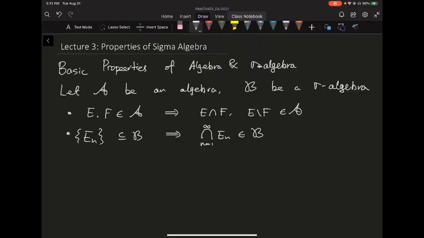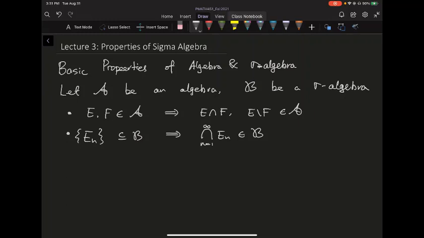So last lecture, we defined the notion of an algebra and sigma algebra on a set. And now let's go over some basic properties of these two notions. So first of all, let A be an algebra, and let's use B to denote a sigma algebra.